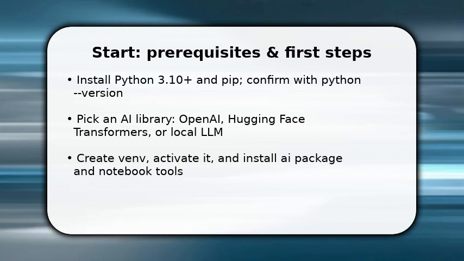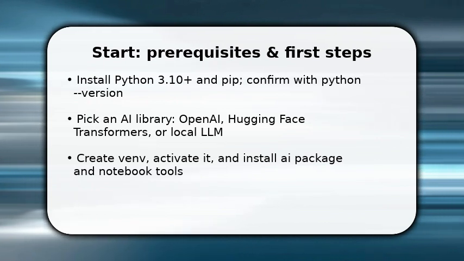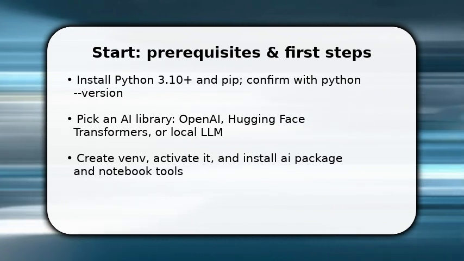You begin by ensuring Python 3.10 plus is installed and creating a virtual environment so dependencies stay isolated. Once done, activate the venv and install your chosen AI library and Jupyter or VS Code extensions. You do this to prevent conflicts and to reproduce results.